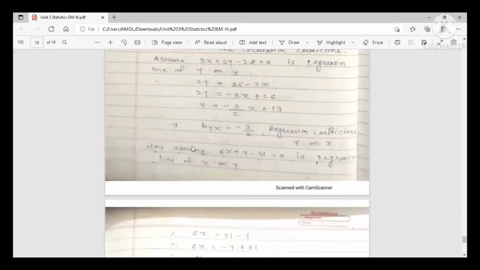Now, assume the second equation, 6x plus y minus 31 is equal to 0, is the regression line of x on y. This is also our assumption. Now, we are assuming that it is the regression line of x on y, so you find the value of x.